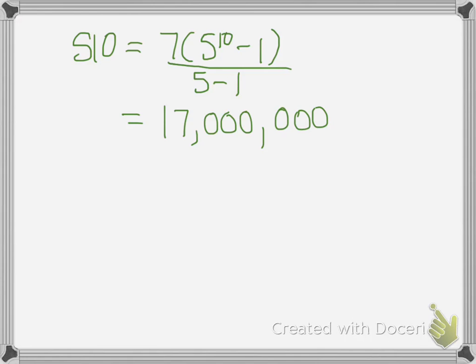Okay, so after 10 steps of people sending it out to 5 more people each time, you end up with 17 million in the 10th step. So it grows pretty fast. And so let's think about this. We've got that in the problem, we saw this 5 times 5 times 5 coming up, right?